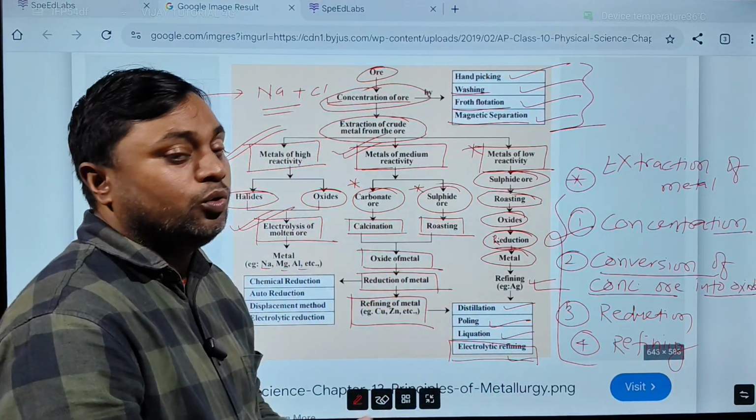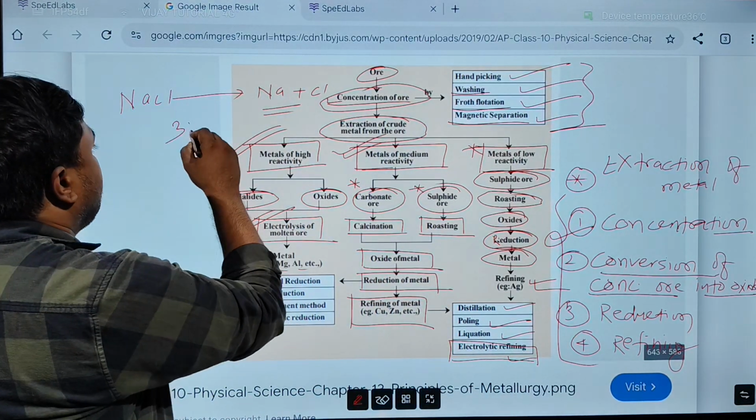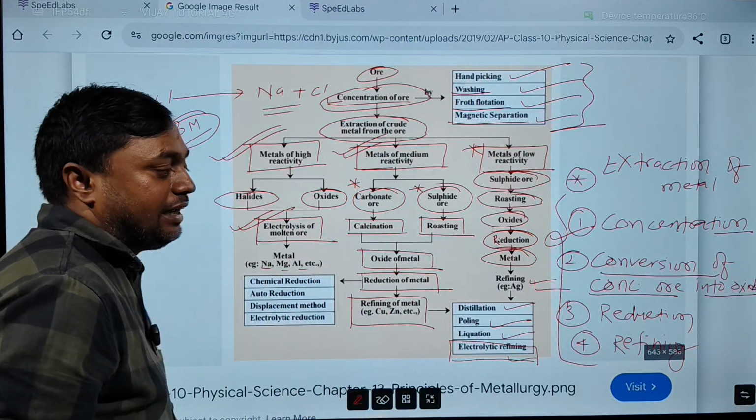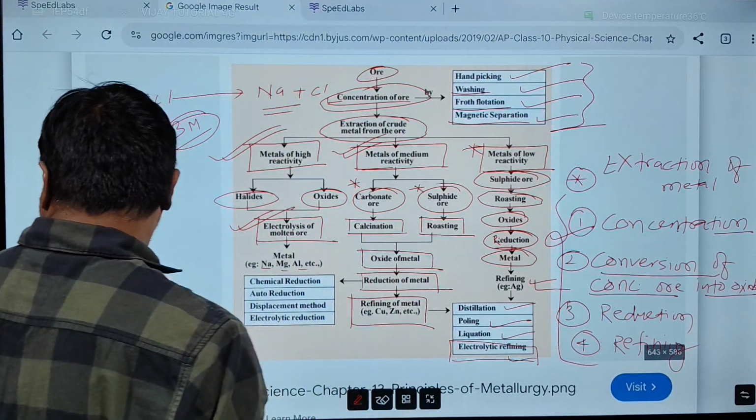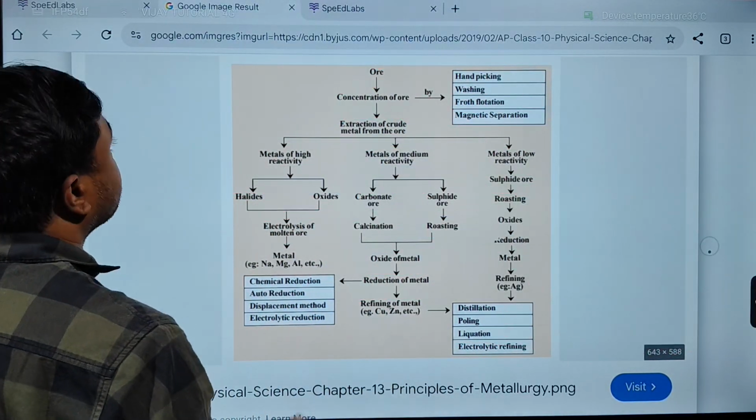So this is the flow chart. This may be asked for 3 marks. It is given in the NCERT textbook also. So let's discuss one by one now.